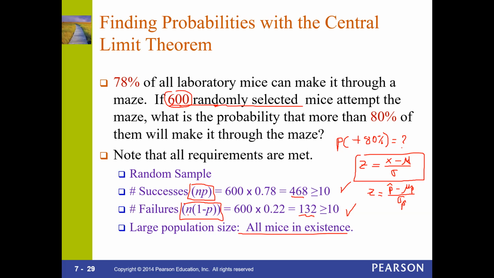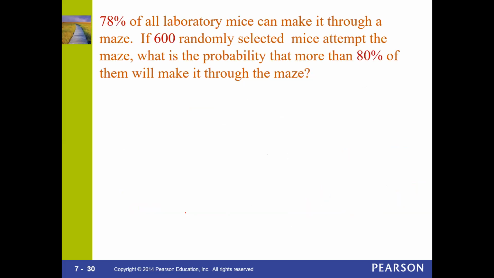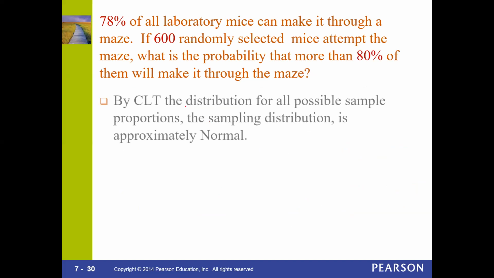Let's see. So this is what we have. Using the Central Limit Theorem, we have the mean as 0.78, just like we had earlier here. This is the mean because it's of all laboratory mice. This is P, or you can say this one is mu P hat. That's going to be the mean.